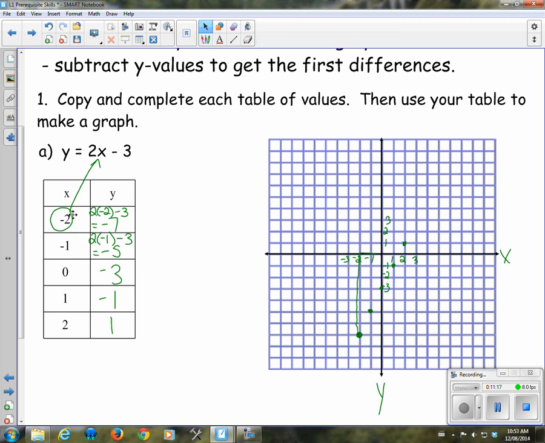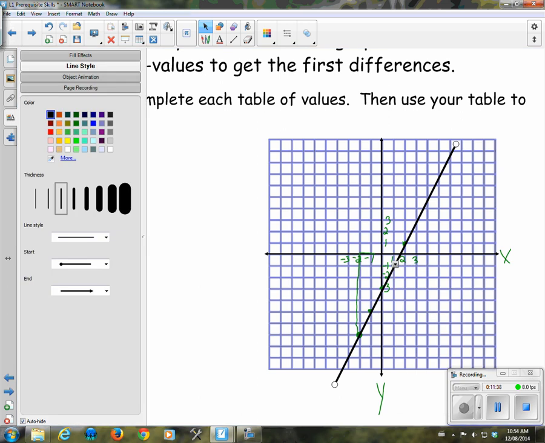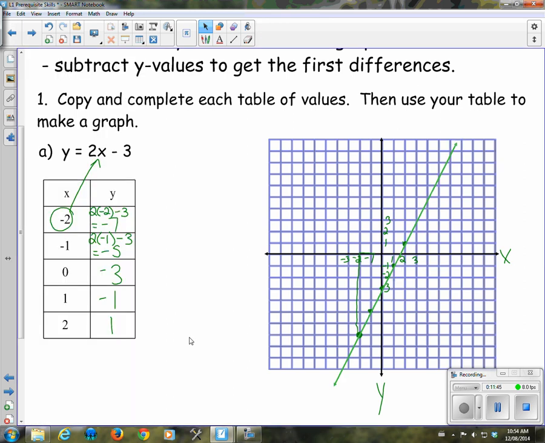And once I have my points all drawn, I draw myself a lovely line through my points. I'll adjust my line here a bit in a minute, to get that perfectly through my points. There we go. Tidy that up a bit. We want to have arrows on both ends of our lines. We'll make it just a little bit thinner. There we go, and there's our line. And that line came from the equation y equals 2x minus 3.